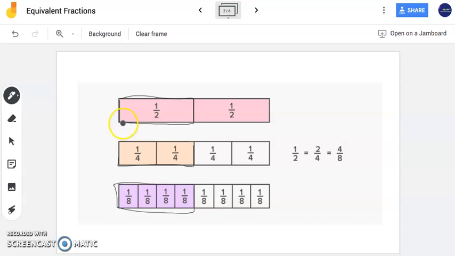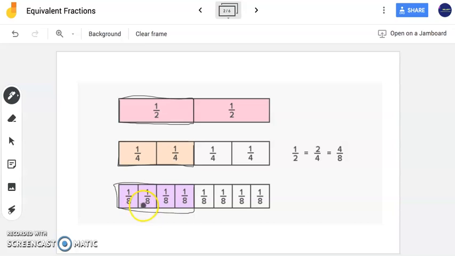I see that 1/2 is equal to what's shaded in orange, but what's in orange is 1/4 and 1/4, which is 2/4. Now, even though 1/2 and 2/4 have a different numerator and denominator, they're still the same size and value, which is proving that these fractions are equal, and they are also known as equivalent fractions.